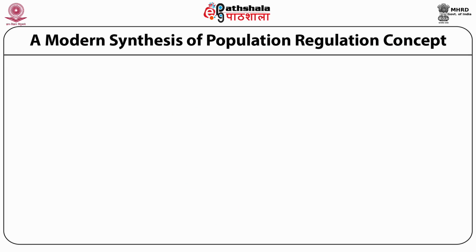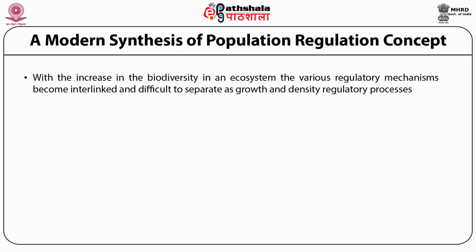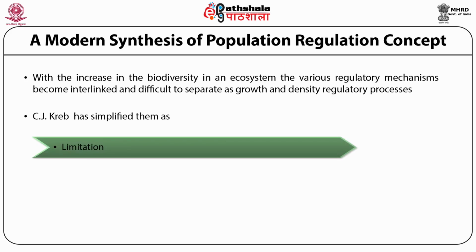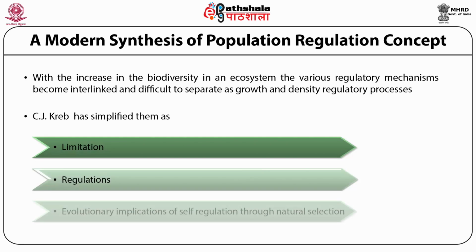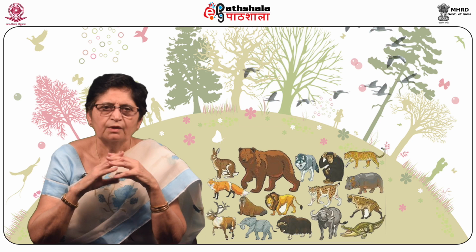Modern synthesis of population regulation concept theory. With the increase in the biodiversity and ecosystem, the various regulatory mechanisms become interlinked and difficult to separate as the growth and the density regulatory processes. C.J. Krebs has simplified them in 3 steps: 1. Limitations. 2. Regulations. And 3. The evolutionary implications of self-regulation through group selection or natural selection.